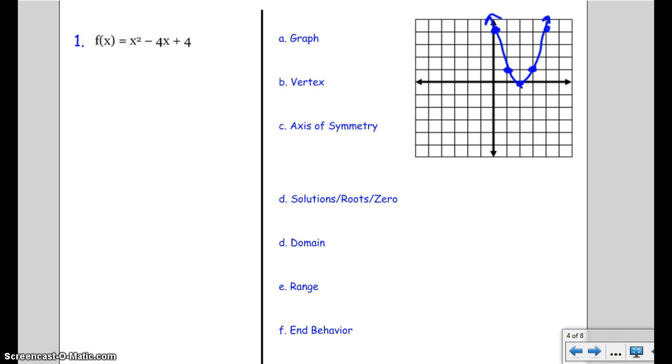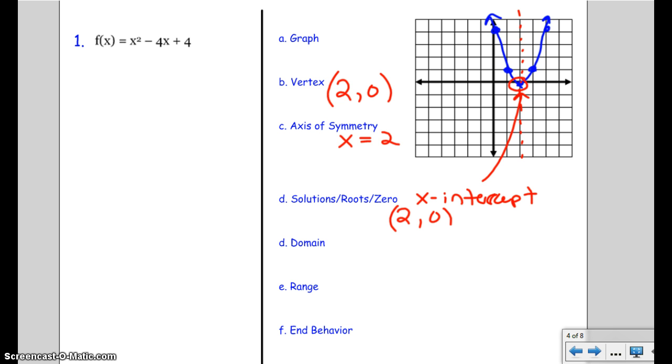From the picture that you drew, you should be able to answer that our vertex, I'll use a different color for that, the vertex right in the middle is at the point 2, 0. That means our axis of symmetry is a vertical line at 2, so that's x equals 2. Solutions, roots, zeros, we've been talking about these throughout the year. A solution is when you have an x-intercept. That happens at 2, so it happens at 2, 0.